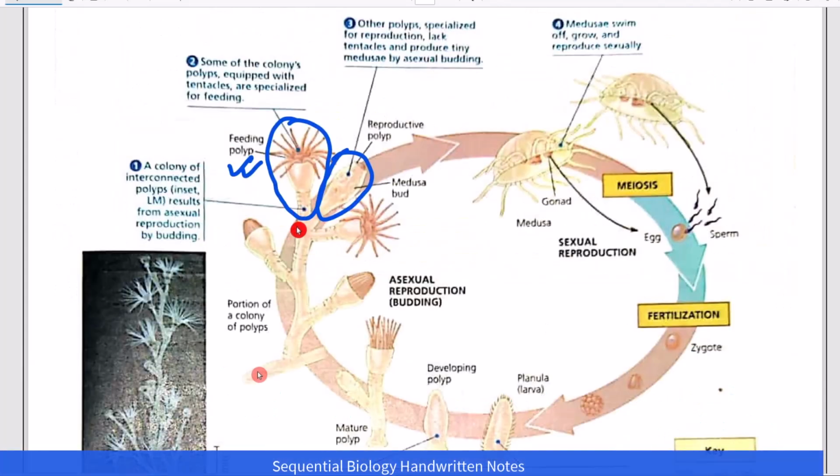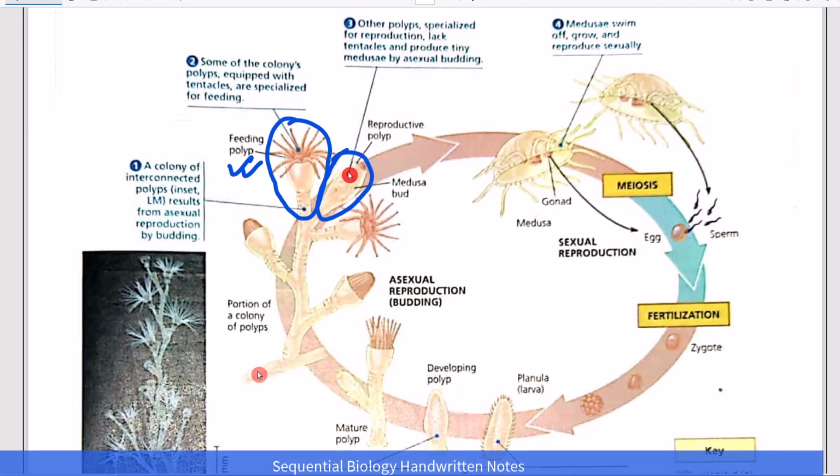And cnidarians also show polymorphic behavior. That means when they form a colony, many different individuals live together, and these different individuals perform different functions. Some perform feeding and are known as feeding polyps, and the other polyps are specialized for reproduction and lack the tentacles.